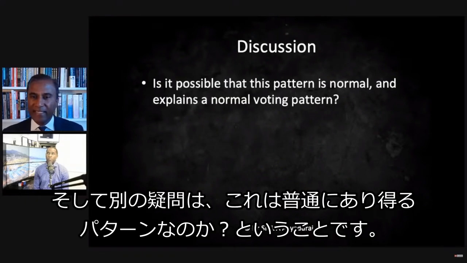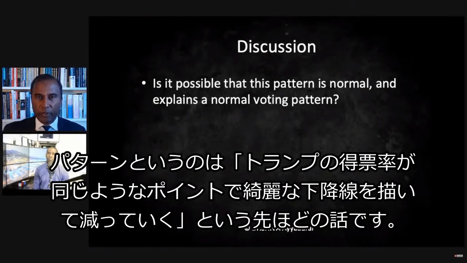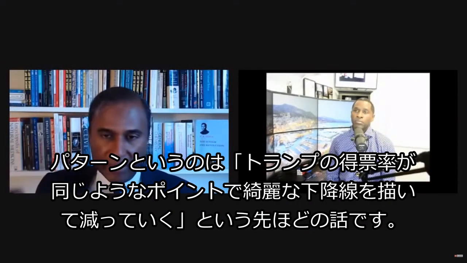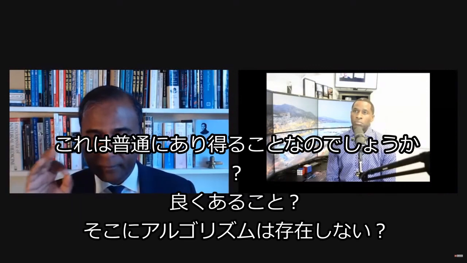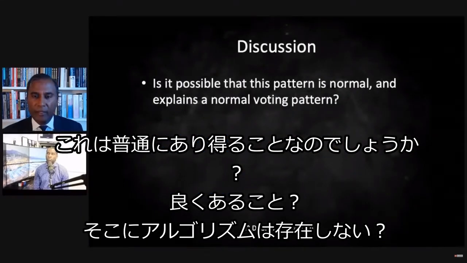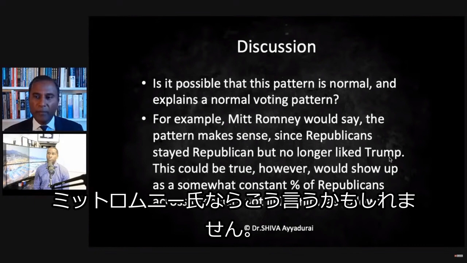Another question is, is it possible that this pattern is normal and explains a normal voting pattern? What do we mean by this pattern? We're talking about that line going across and then coming down at a certain point. Is it possible that's just normal? Well, that just happens. You guys are trying to say it's an algorithm, but is it possible that's normal? For example, Mitt Romney would say, and he has said this, that the pattern makes sense.